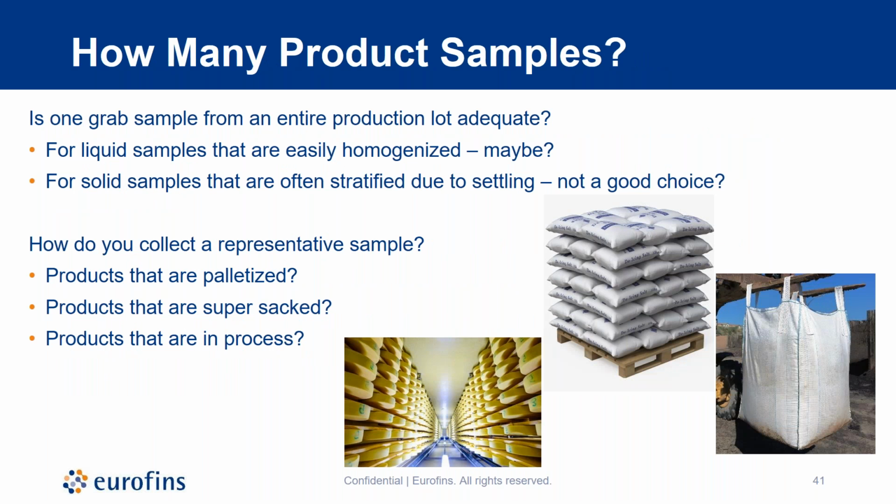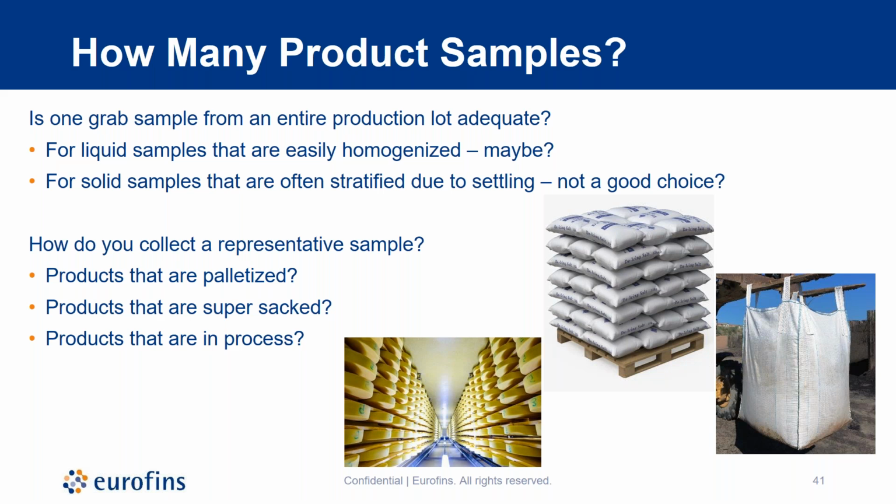So when you're thinking, I've produced a production lot, I need a verification data point that my food safety plan was working, how do I gather that data point? What do I target? Well, if you're just pulling a single grab sample from an entire production lot, I would ask the question, is that adequate? Now, for liquid samples where you can get constant homogenization and you pull that sample from that large production lot, I think you could argue that that small sample is representative of the entire production lot.